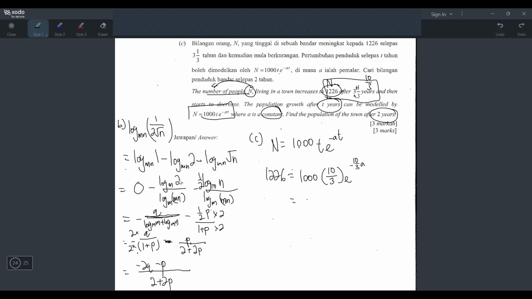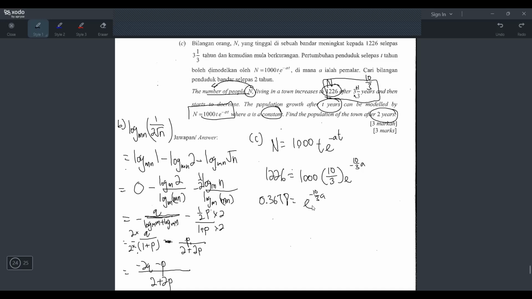First thing first, I will take 1226, divide 1000, and then divide bracket 10/3. That's what I will do now. My calculator gives me 0.3678, right? So now what's on the other side is just e power negative 10/3a, because this one and this one, I already moved to the other side and they become divide.